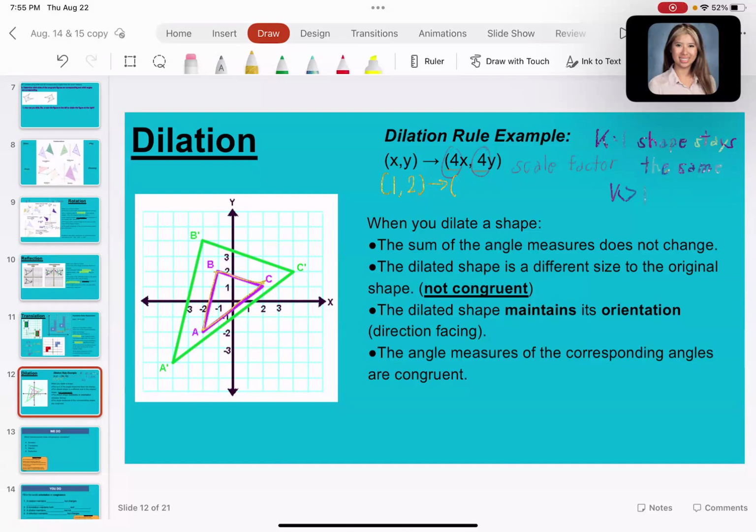So we have 4 times 1 is 4. Then we have 4y, so that's 4 times y. 4 times 2 is 8. So we're going from the coordinate 1, 2 to the coordinate 4, 8. So of course we can see that the shape got bigger. So we know that when k is greater than 1, the shape gets bigger.